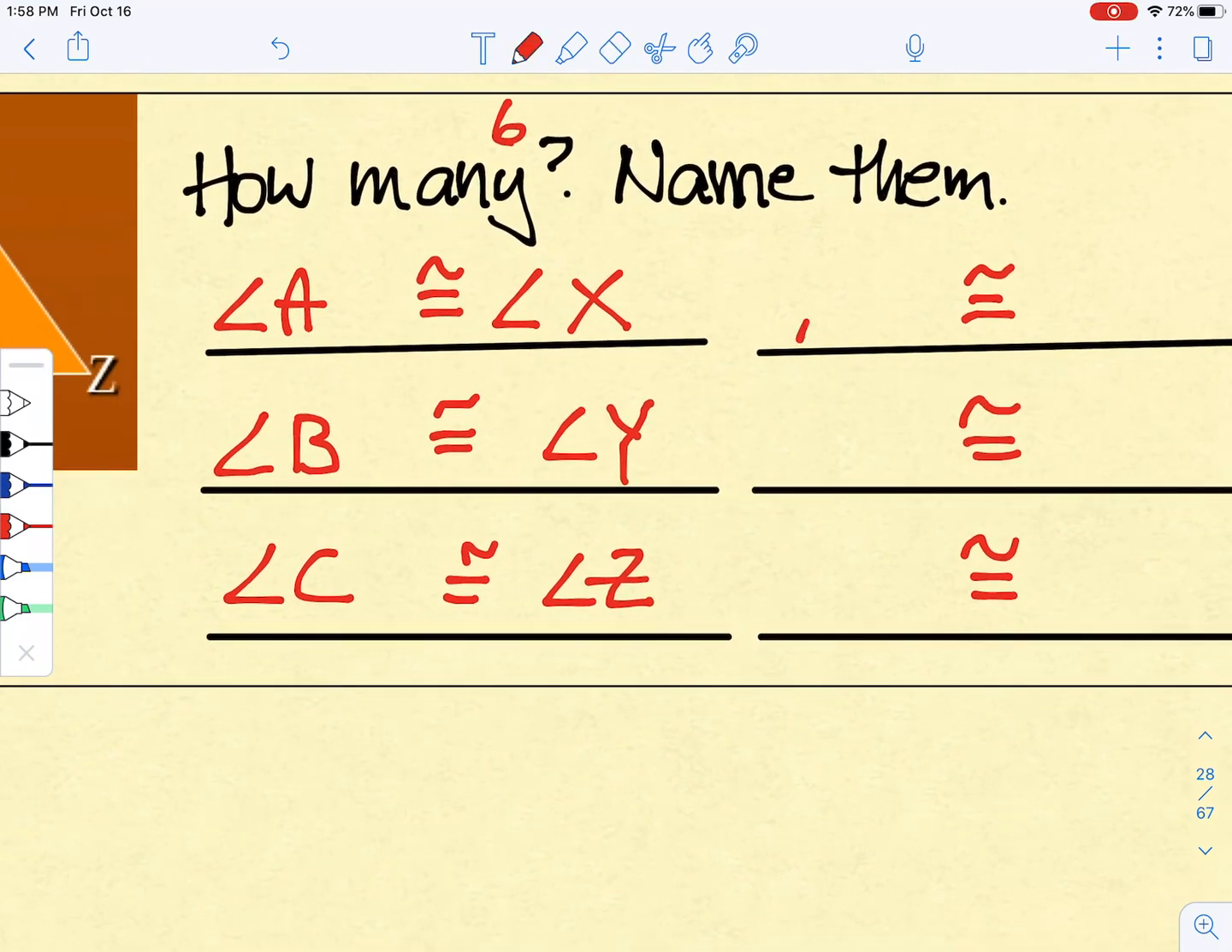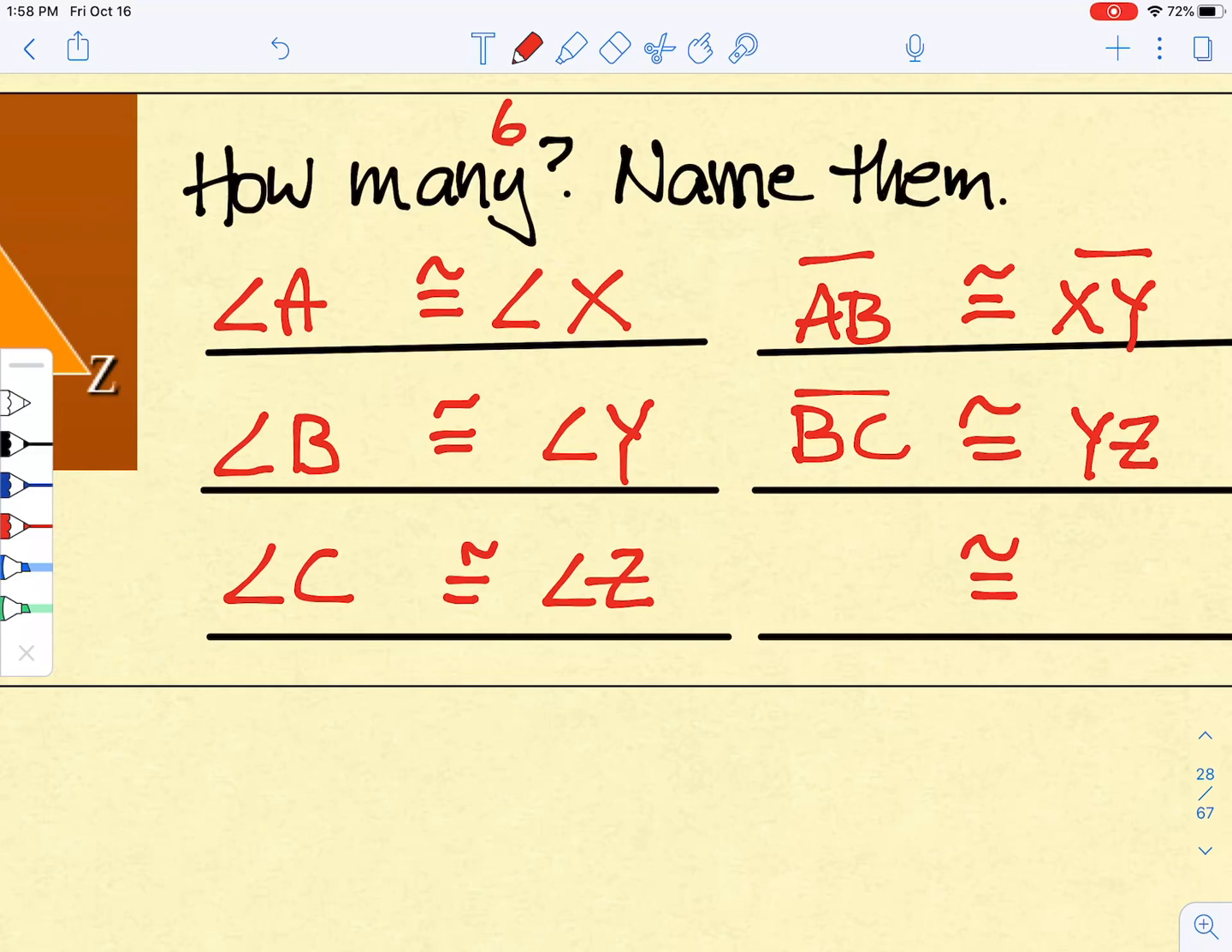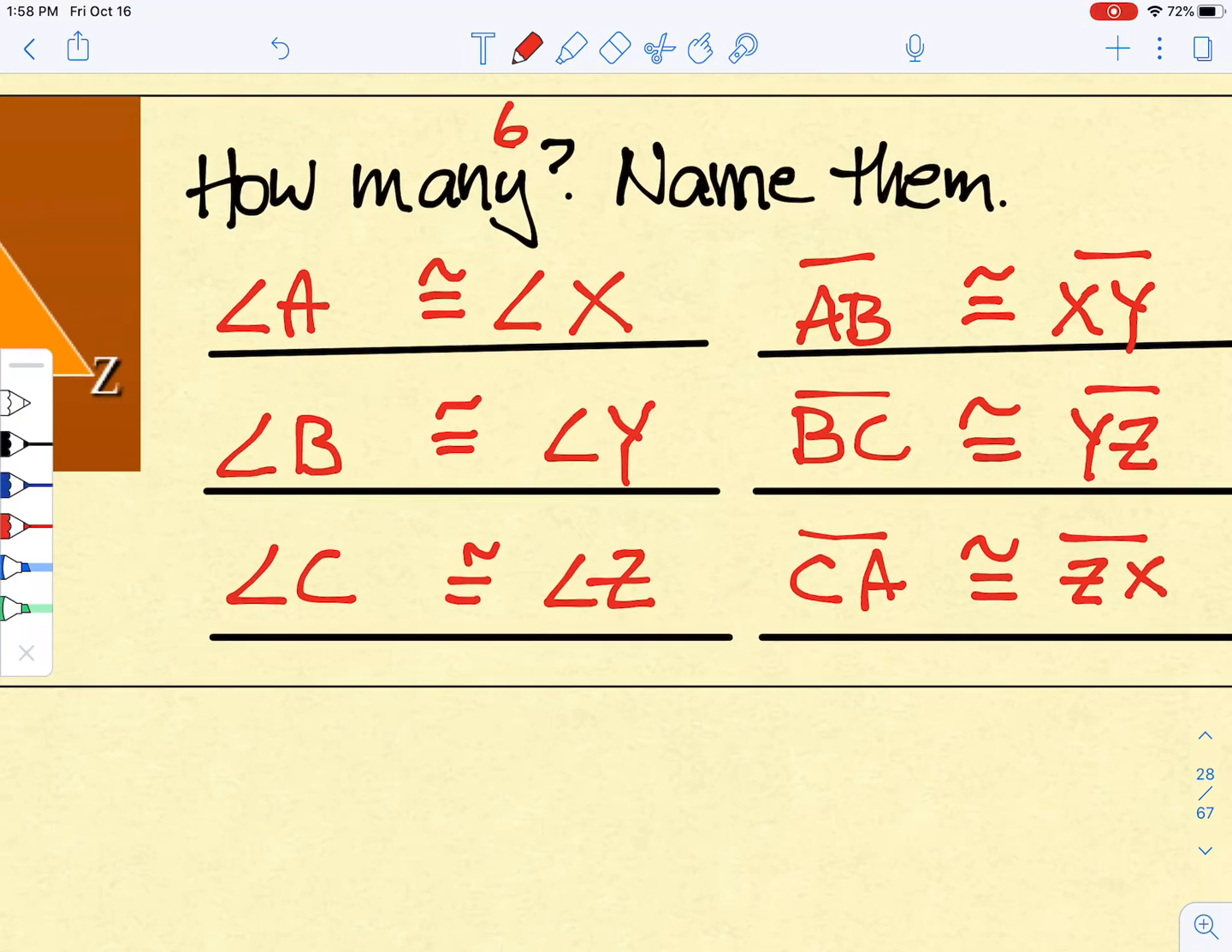So side, for example, AB, corresponds to and is congruent to XY. And BC is congruent to YZ. And CA or AC, you can name it however. Though, if you name it CA, you should then proceed to name the other side as ZX.